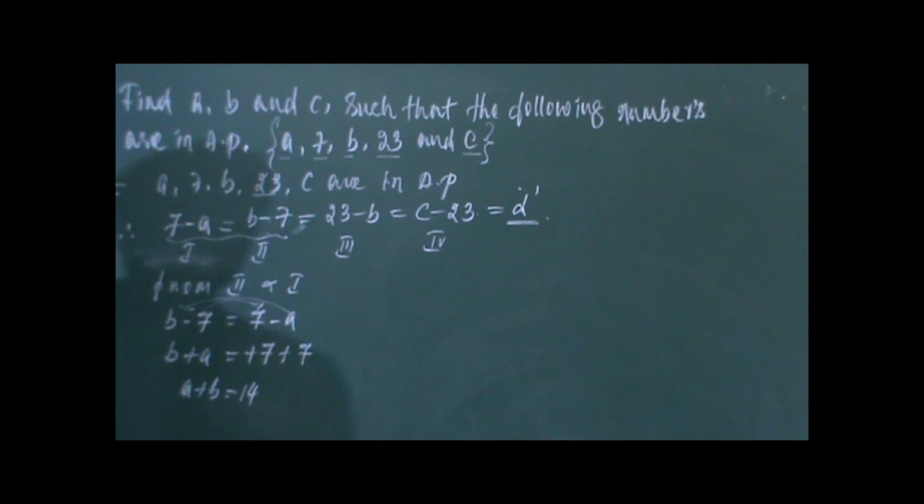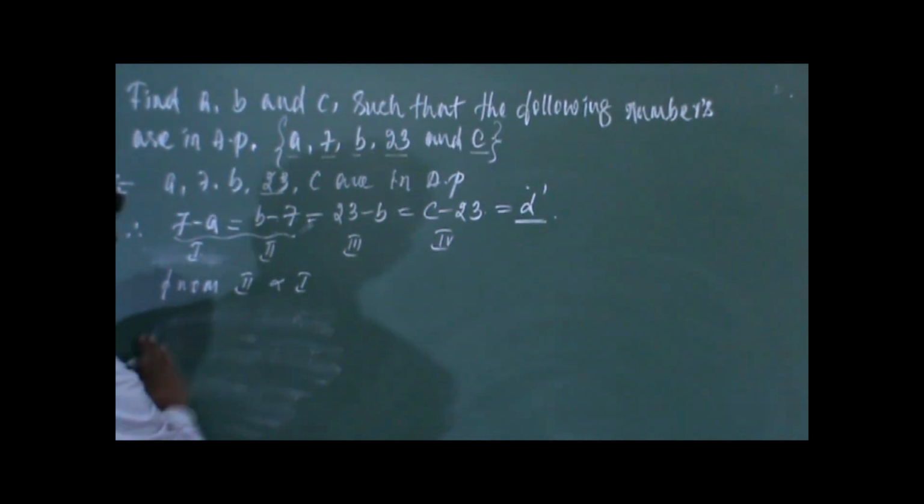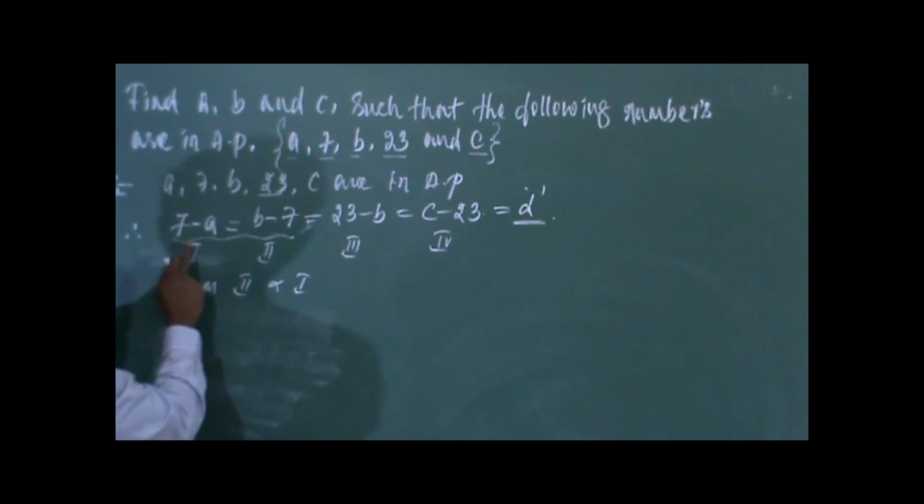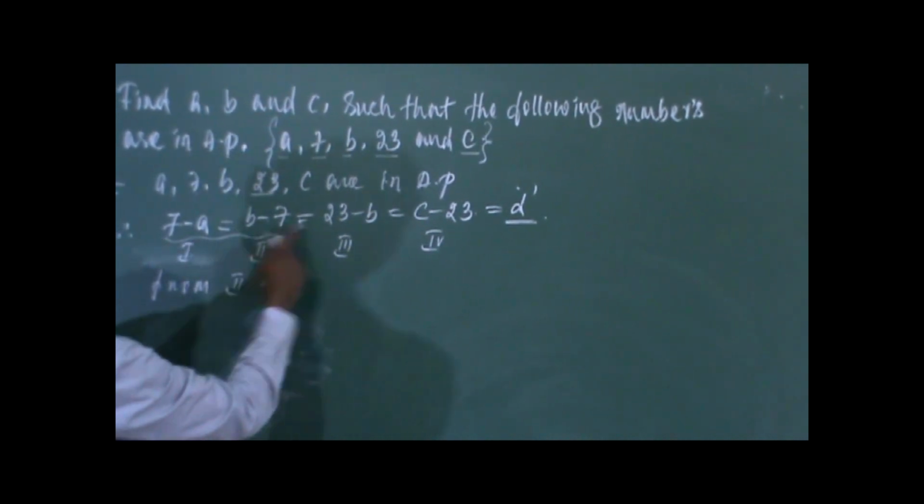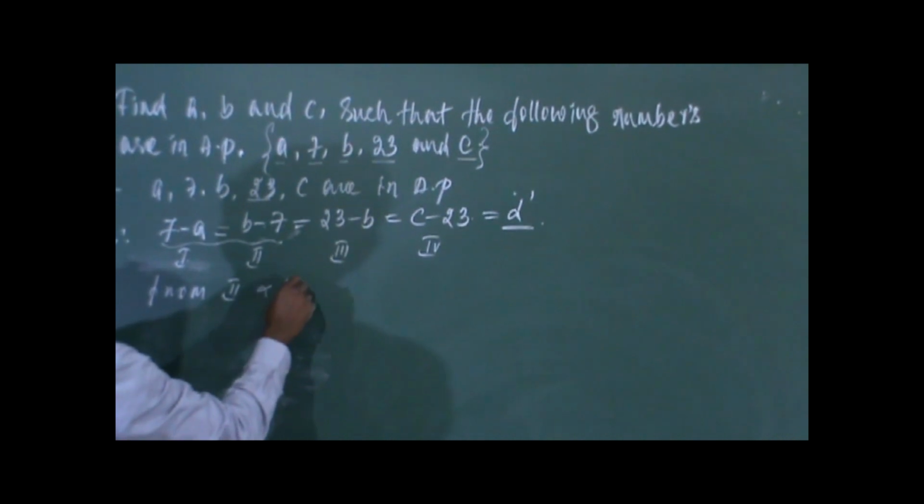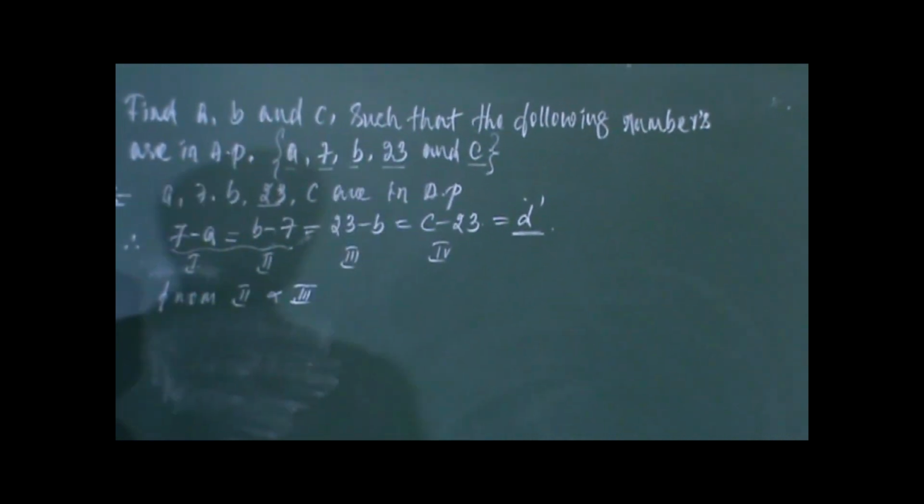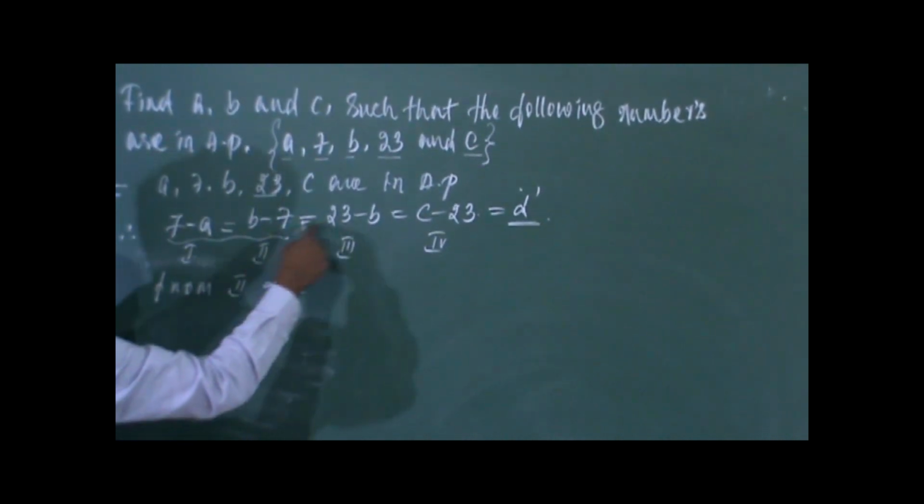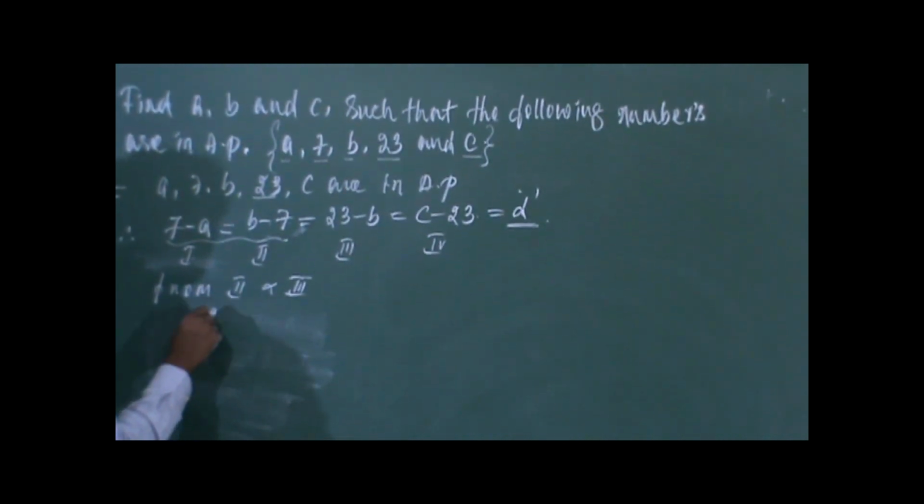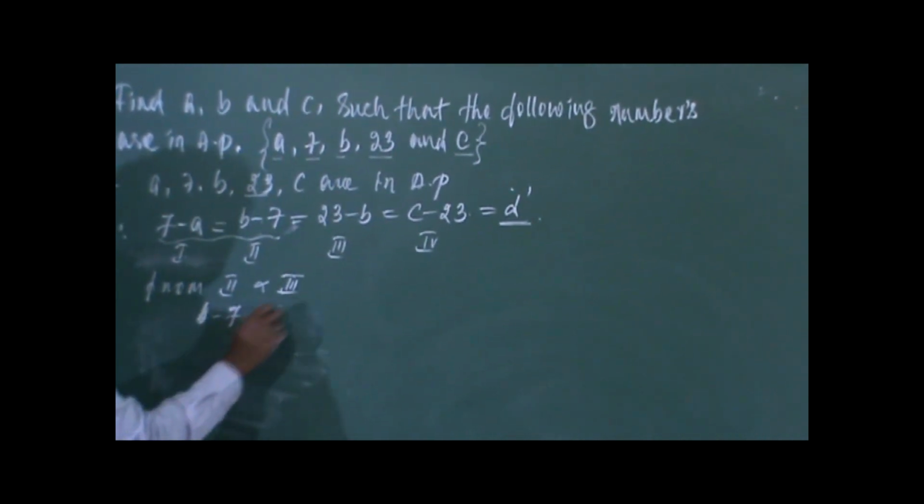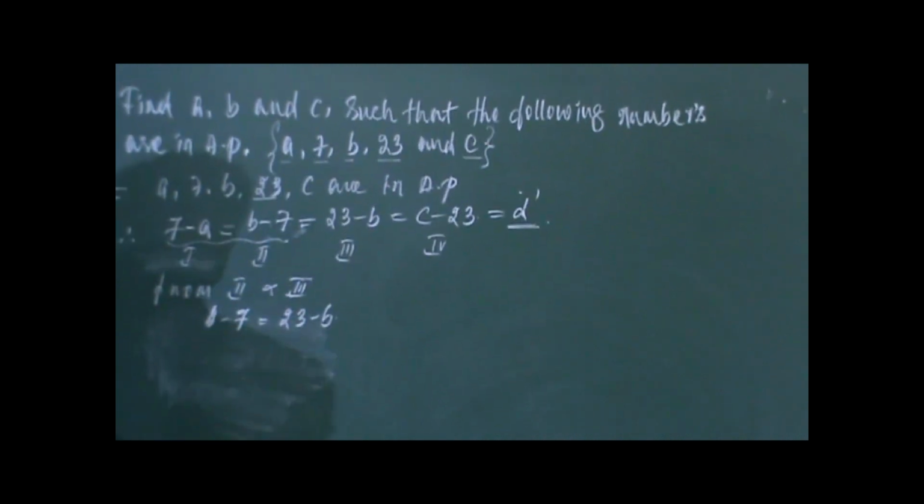Or you can do this still more easily, because here we are getting two variables. So you can take the second and third, because B and B may get cancelled there. So B minus 7 is equal to 23 minus B.